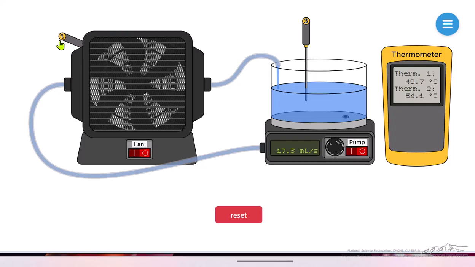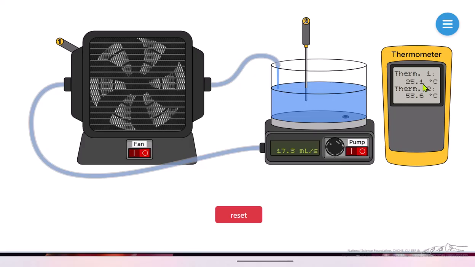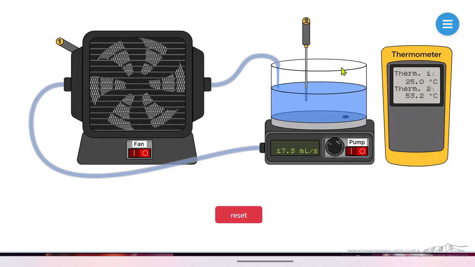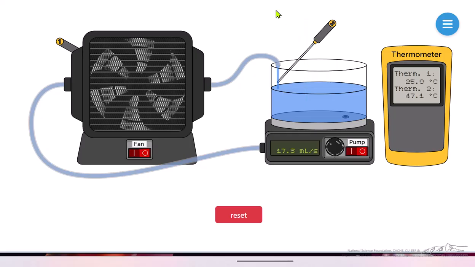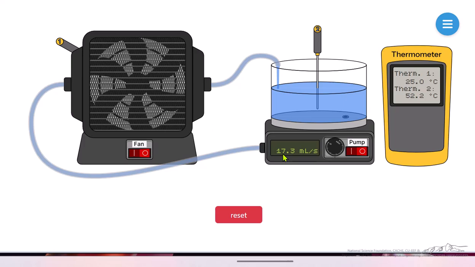If we click on this thermometer, it moves to the other side. We can see the temperature is significantly lower on the other side, and it's continuing to drop, as is the temperature of the water that's flowing out. And so we can do energy balances to calculate the heat transfer. And that's the main objective here.